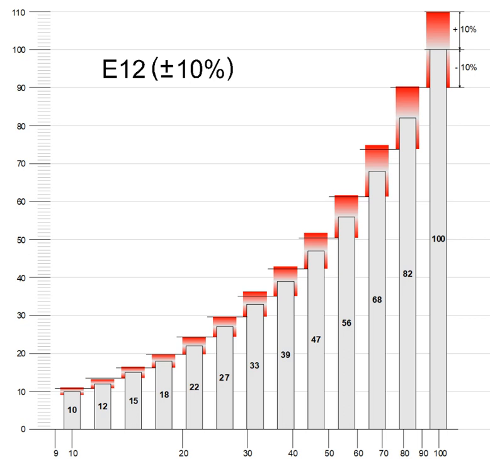Comparison of E24 versus E192 values. Matching: 1.00, 1.10, 1.20, 1.30, 1.50, 1.60, 1.80, 2.00, 2.40, 4.70, 7.50. Missing: 2.20, 2.70, 3.00, 3.30, 3.60, 3.90, 4.30, 5.10, 5.60, 6.20, 6.80, 8.20, 9.10.